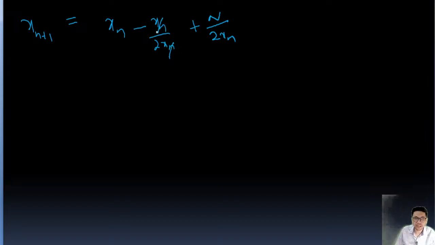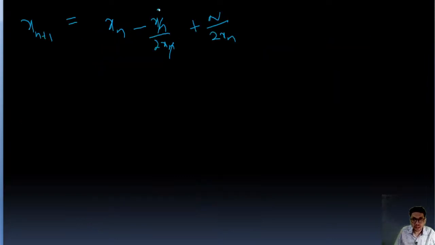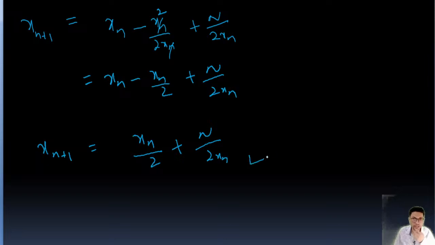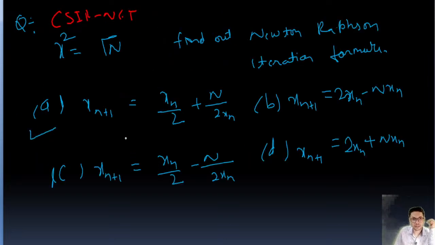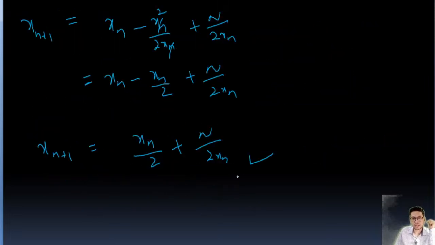This x_n will get cancelled. Okay, this is x_n squared, guys, right? So x_n squared will cancel by x_n, so this is x_n minus x_n by 2 plus n upon 2x_n, right? So x_{n+1} value is going to be x_n, this is x_n by half. We'll subtract x_n by 2 from x_n, plus n upon 2x_n. Okay, so this is the answer. Which option is matching, guys? Option A is matching. x_n by 2 plus n upon 2x_n, right? Very simple question.